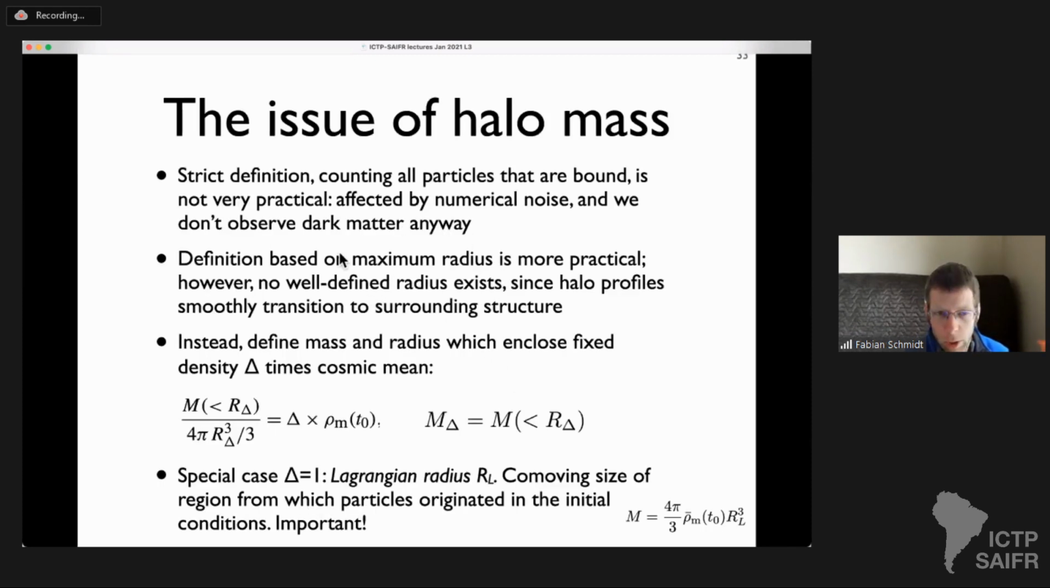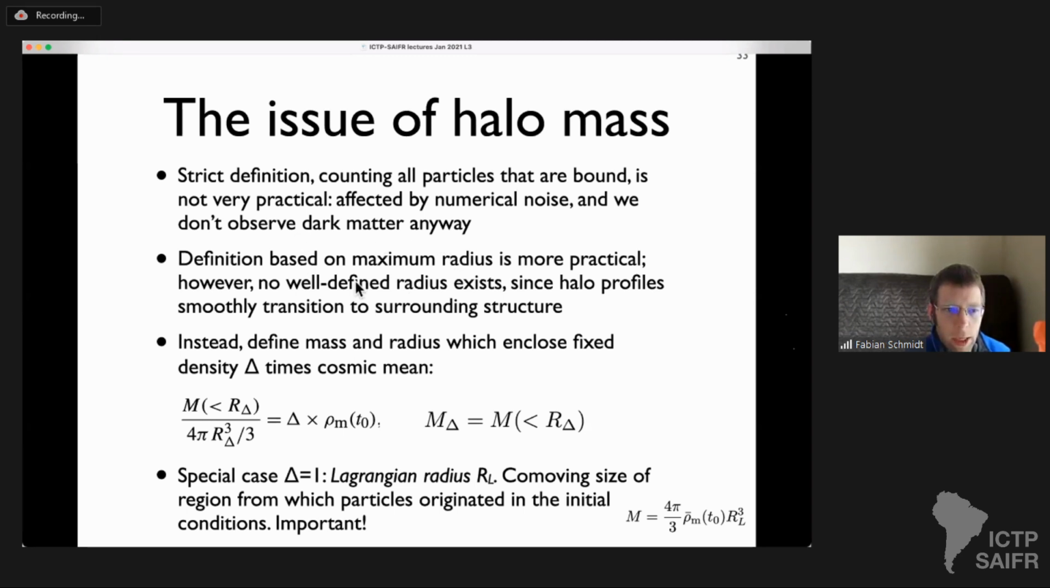One of the issues we have is how to define halo mass. You might say, well, why don't we just count all bound particles? The problem is that this is, first of all, affected by numerical noise. So if you change the simulation, this will change. And it's also not practically relevant in the sense that we don't really observe dark matter.